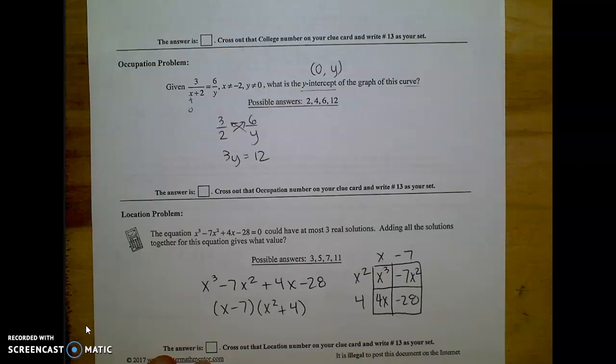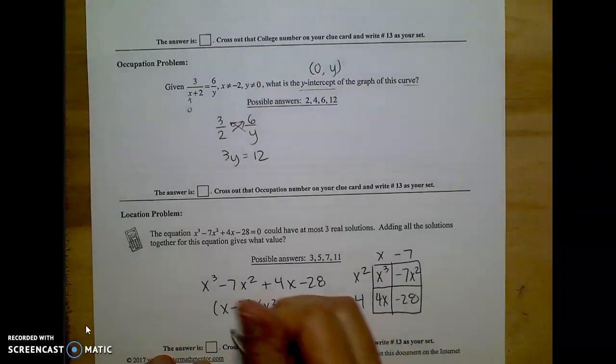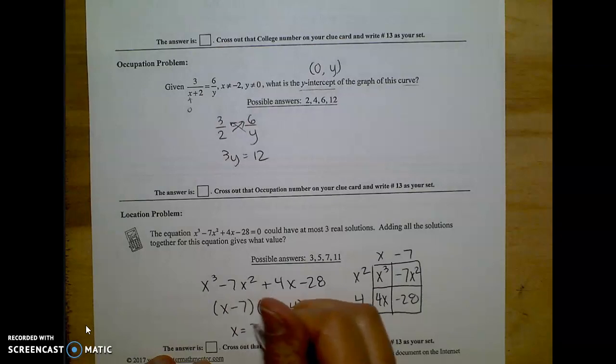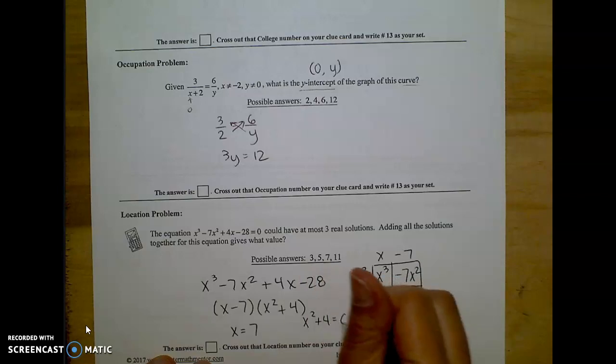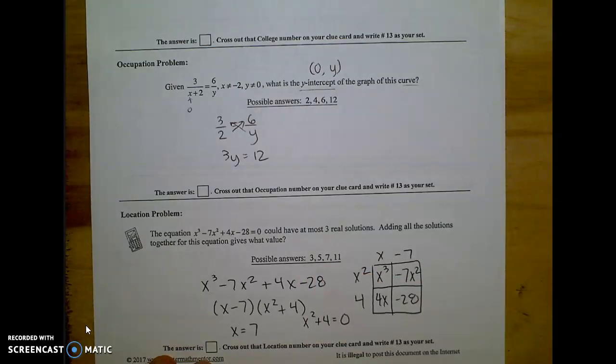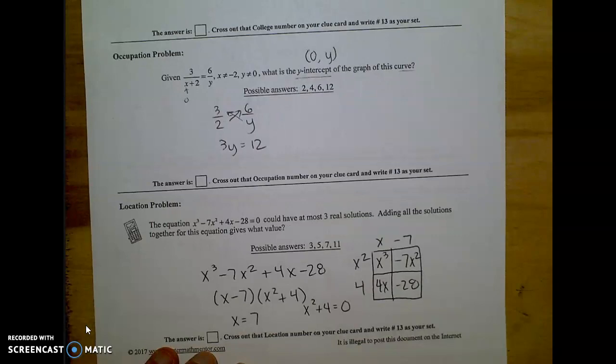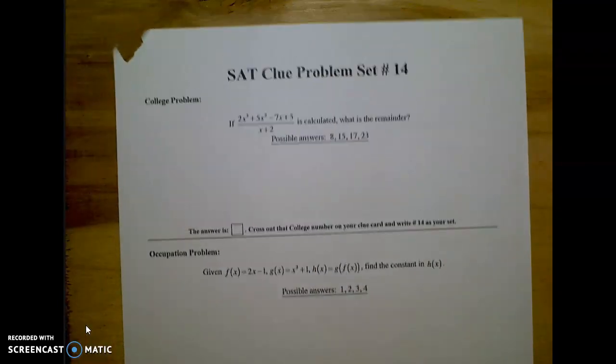Adding all the solutions together for this equation gives what answer? Well, I can see one of my solutions right now is 7, and then I'd have to set this equal to 0 to get the other one. And then I think you should know your answer because we're talking about real solutions only. Okay, moving on. Set 14.